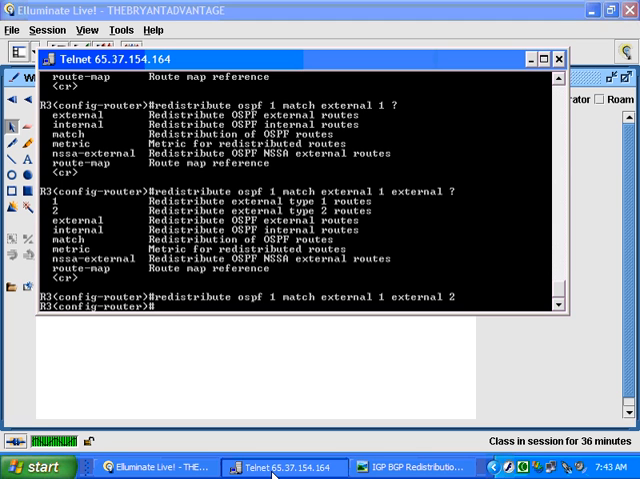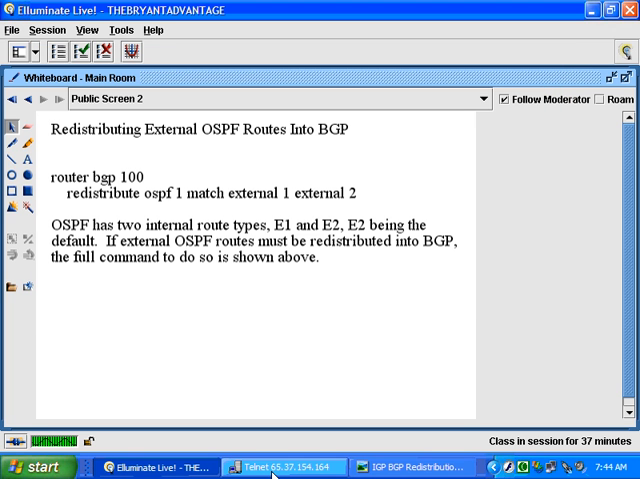So that is actually the full command for redistributing both kinds of OSPF external routes into another routing protocol. I use BGP because that's probably the only time you're ever going to do it, and even then probably you need to be really careful in doing it. But if we are redistributing both kinds of external routes from OSPF into another protocol, we've got to use the match command, and then we've got to use external 1, external 2 on the very end.